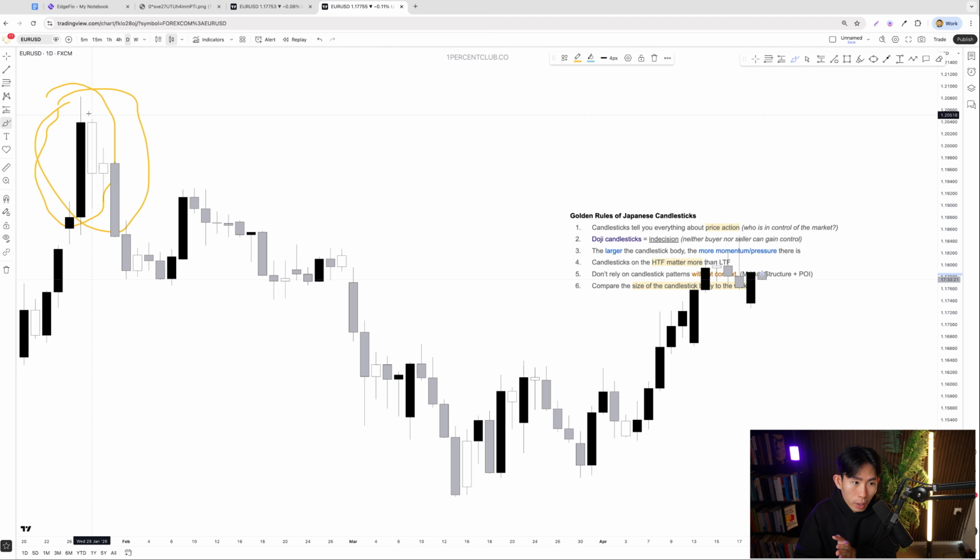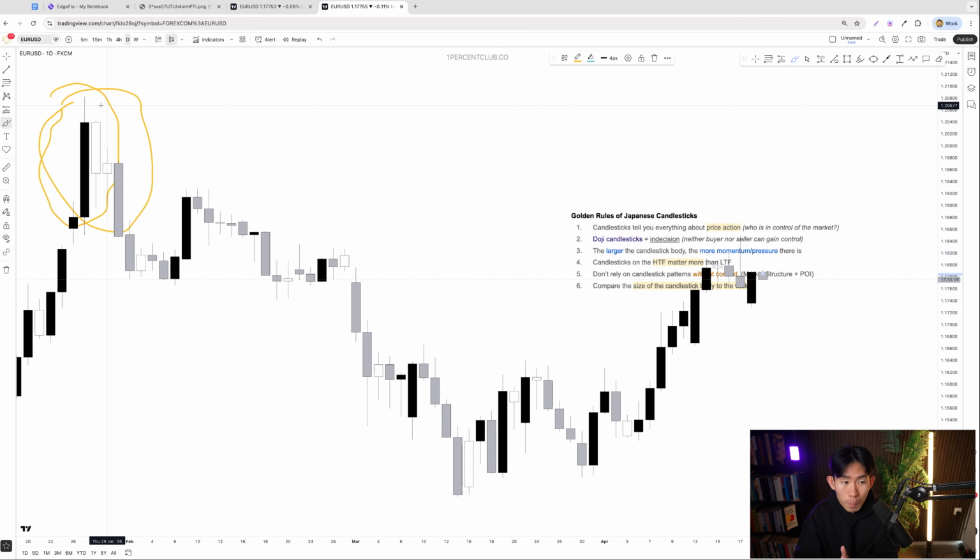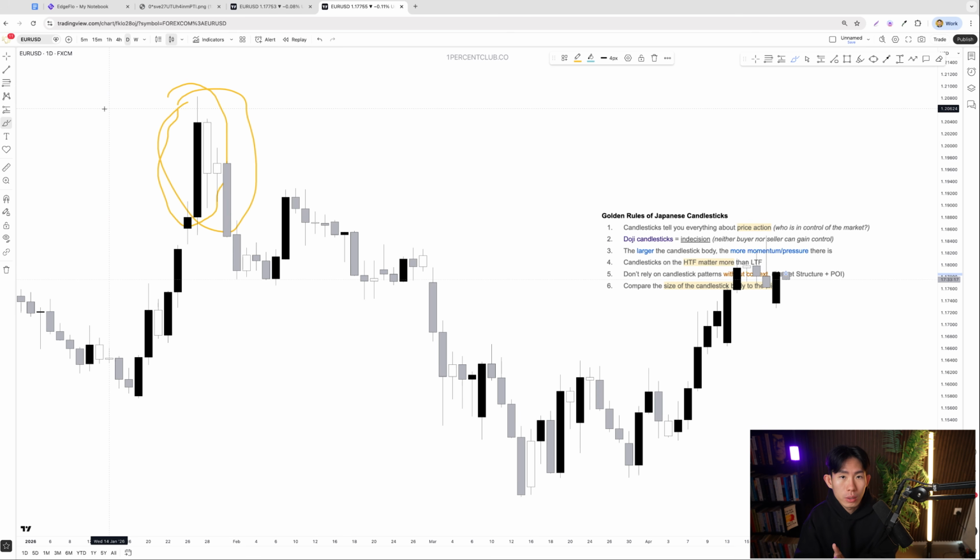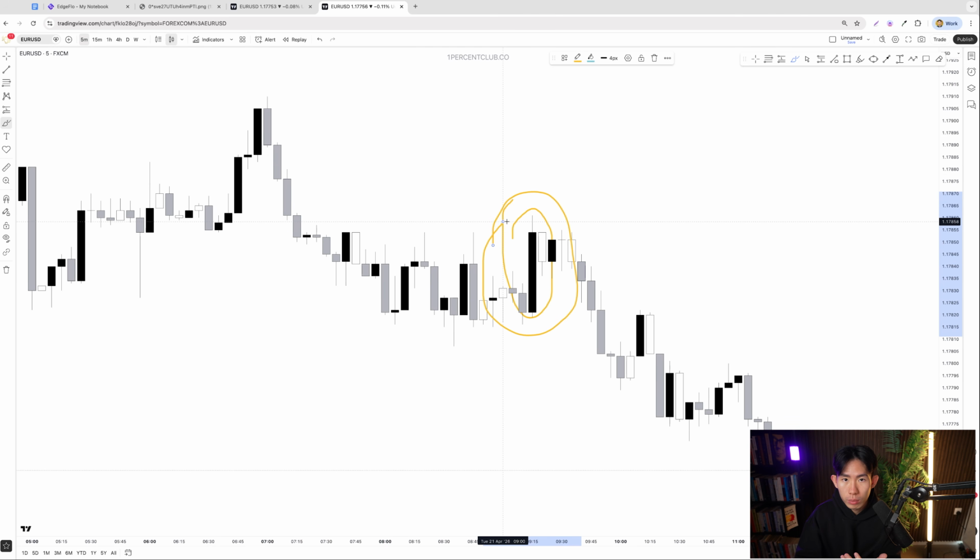But this right here tells us that within a day, the buyers overwhelm the sellers, which means that this move right here is a lot more significant than the one that we have right here. And therefore, it's a lot more valuable, which means that it's a lot more worthwhile, right? What I basically mean by that is that it's a lot stronger.